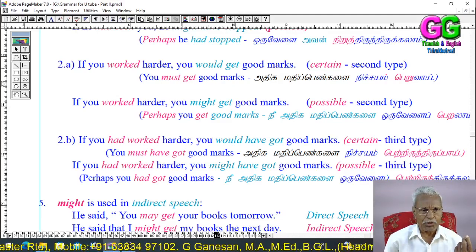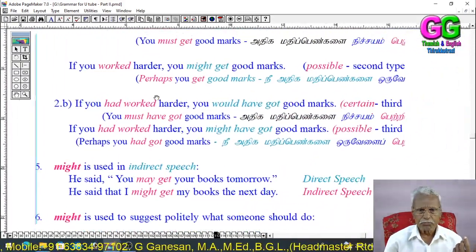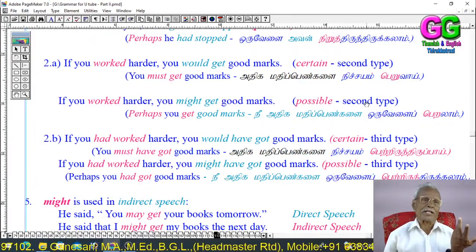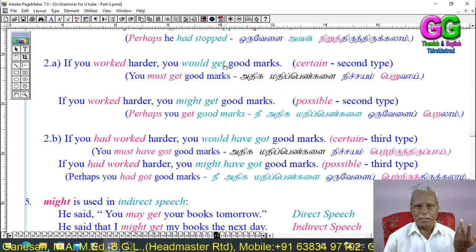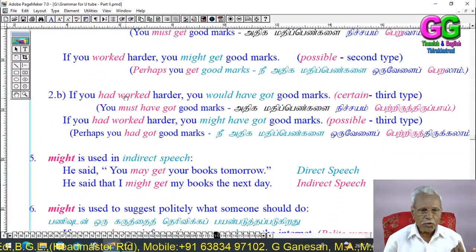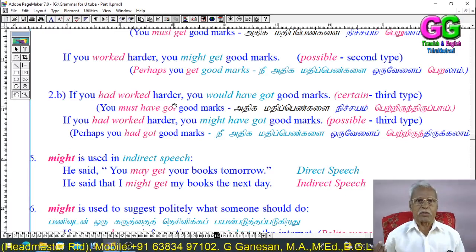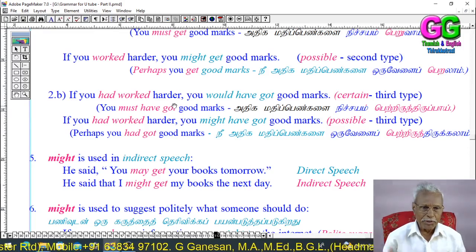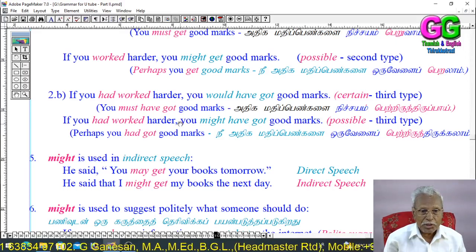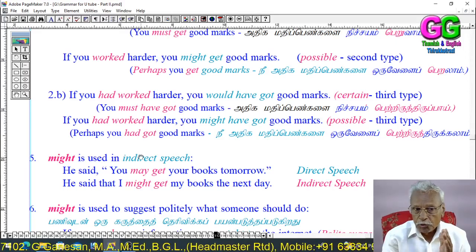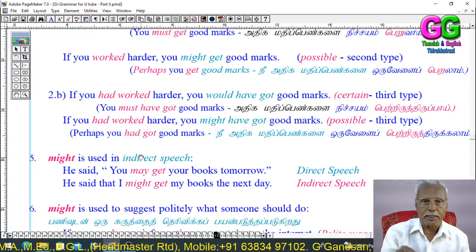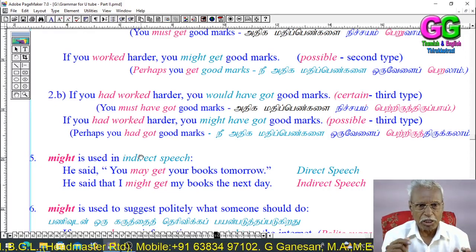Like we say in the third type, that is certain second type, possible second type. Then third type. If you had worked harder, you would have got good marks. It means in the event of having worked hard, you must have got good marks.